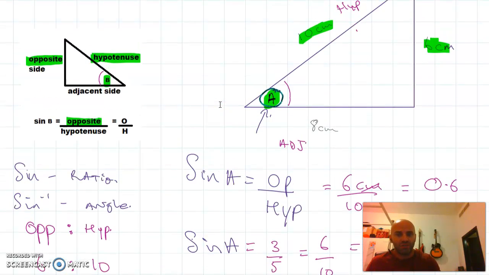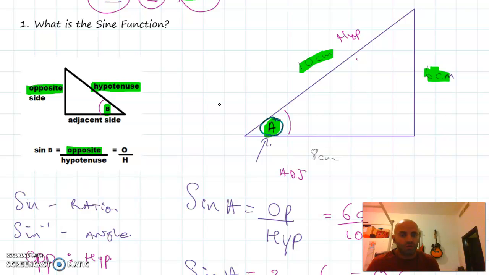So this now becomes really useful. Just from knowing the lengths of two of the sides, I can determine that the angle in that corner is actually 37 degrees. And because I already know that this one here is a 90-degree angle, that means that this one has to be 53, because it's 90 minus 37. Okay, so this becomes really useful.